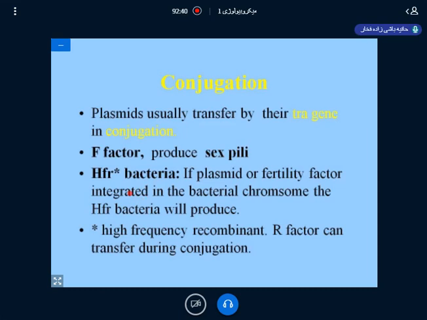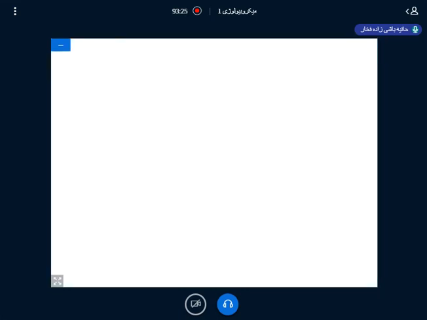Hfr bacteria: if a plasmid or fertility factor integrates in the bacterial chromosome, an Hfr bacterium will be produced. We call Hfr the plasmid that has integrated into the bacterial chromosome, which receives bacteria, or it may be a female bacterium. Yes, male is F factor, female is F negative, and Hfr is high frequency recombinant. R factor can transfer during conjugation. Okay, you understand?